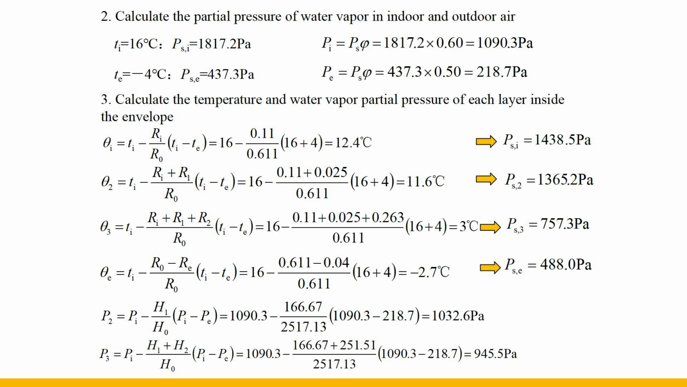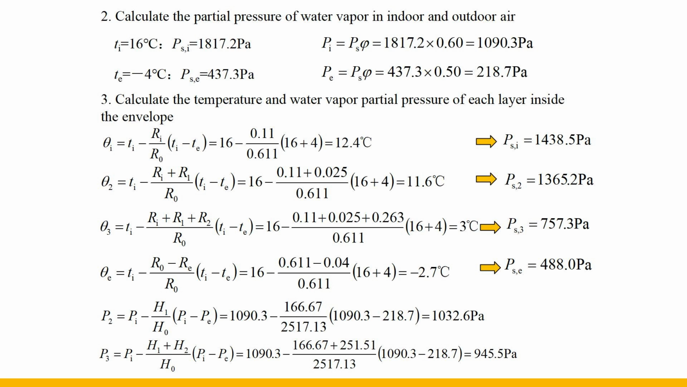to obtain the total thermal resistance and the total water vapor permeability resistance, in which the outer surface heat transfer resistance is 0.04 in winter, and the inner surface heat transfer resistance is 0.11. The sum of the three layers' thermal resistance is 0.461, and the total thermal resistance is 0.611. The total water vapor permeability resistance is 2517.13, ignoring the heat transfer resistance of the inner and outer surfaces, and calculated by the sum of the water vapor permeability resistance of the three layers.